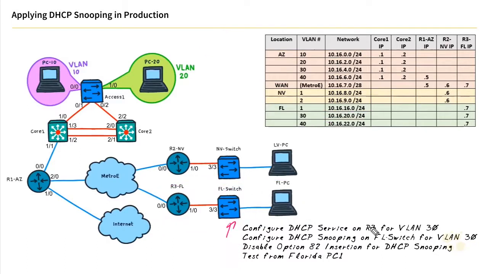Now, one thing that we definitely want to do is once we configure DHCP snooping, we want to specify that interface 3/3 is a trusted port because the DHCP server is off of that port. So in our troubleshooting, if the client is unable to get an IP address, either we didn't disable option 82 or we didn't make port 3/3 a trusted port. Either way, we'd want to make sure we check both of those elements and get full functionality from the Florida PC in getting a valid IP address and being able to communicate on the network.